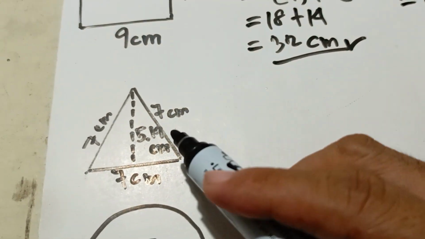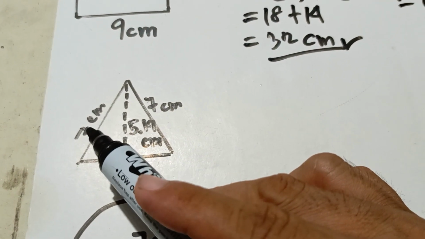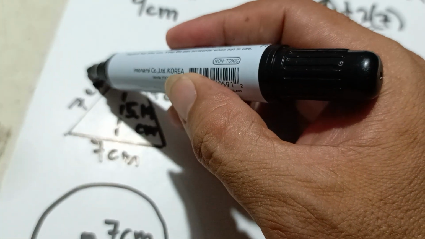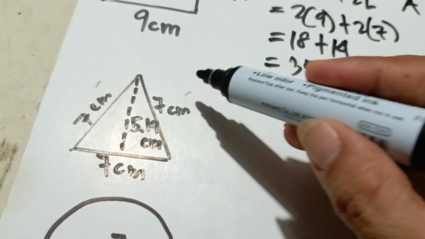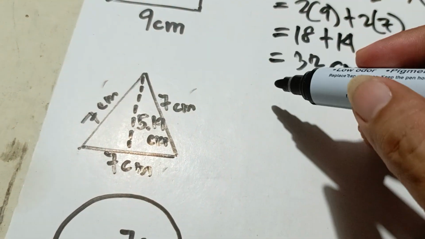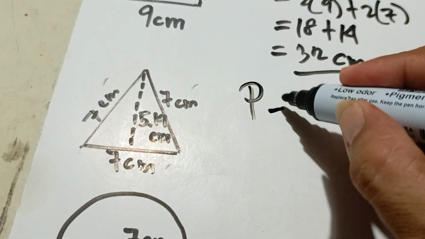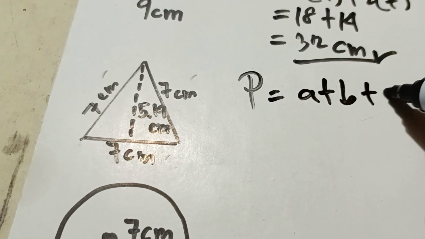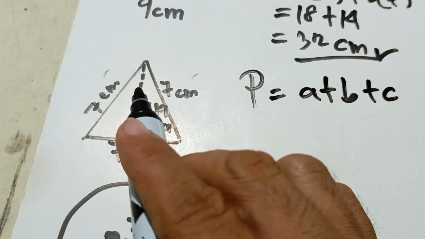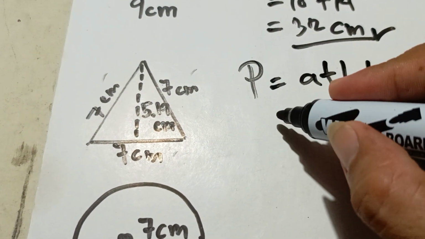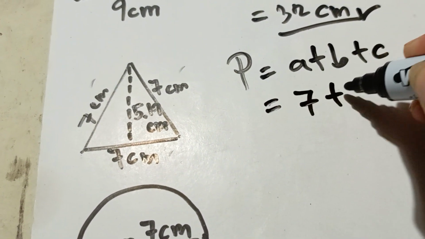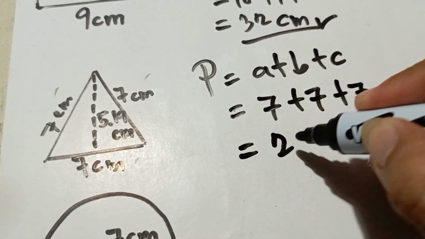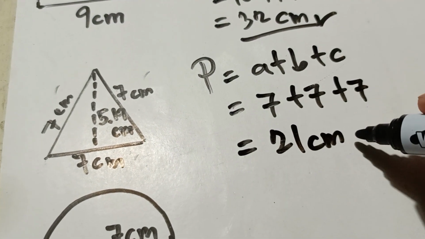Next is triangle, side by side 7 centimeters. A, B, C. Perimeter is equals A plus B plus C. A is 7 centimeters, is equals 7 plus 7 plus 7 is equals 21 centimeters.